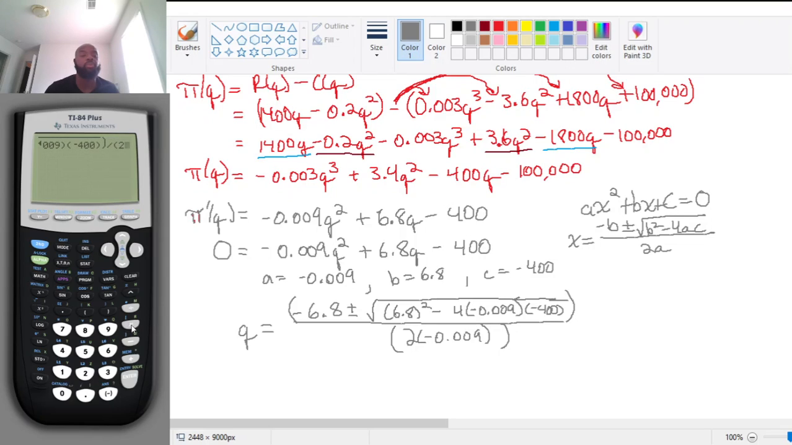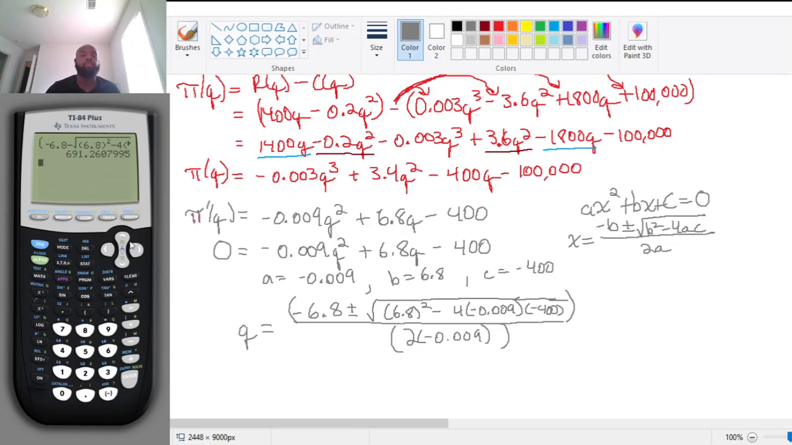I'm just going to say 2 times negative 0.009, because these parentheses are probably getting confusing. But there we go. I have that completely enclosed in parentheses. I'm going to press enter. And I get 691.26 if I rounded that to 2 decimal places.